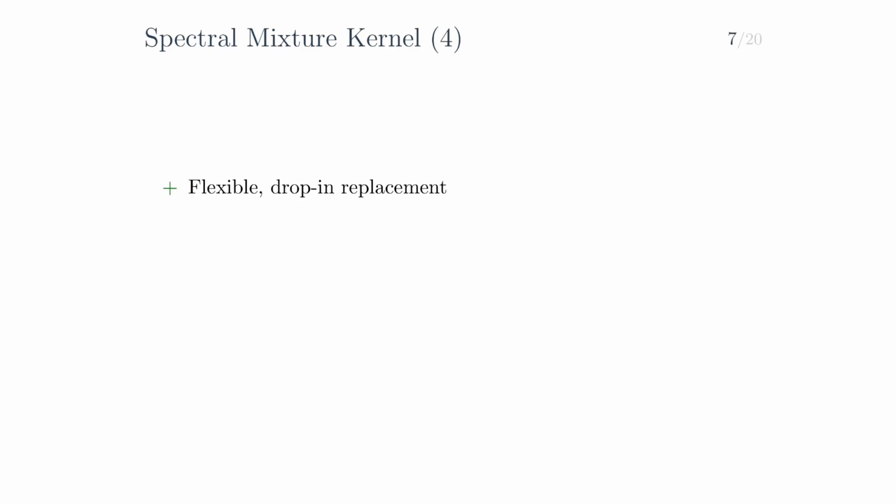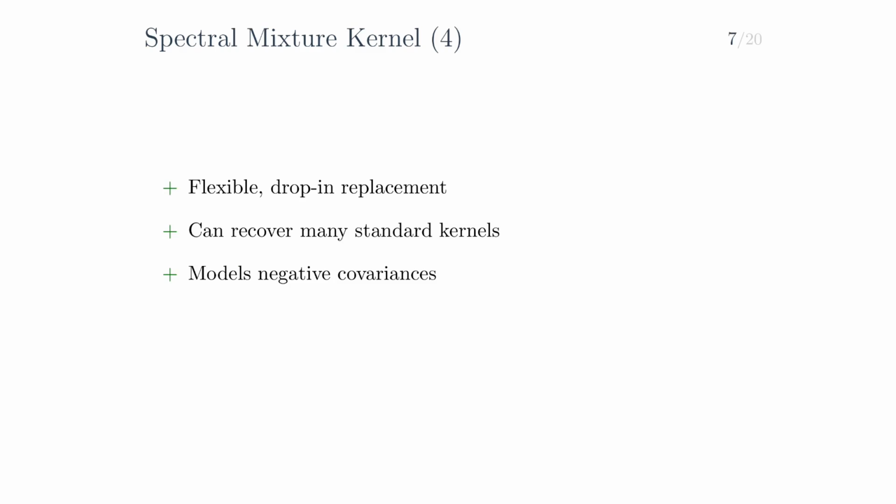The spectral mixture kernel is a flexible drop-in replacement for standard kernels that retains simple and closed-form inference. It is able to recover many standard kernels with only a few components, say roughly 10. And finally, it is also able to model negative covariances, which is very important in, say, linear trends.